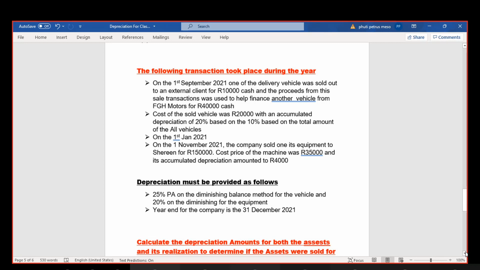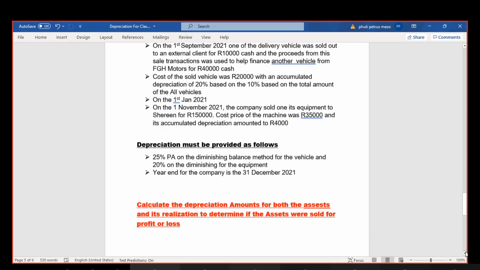On the 1st of November 2021, the company sold one of its equipment to Shireen for 150,000 rand. The cost price of the machine was 35,000 rand and its accumulated depreciation amounted to 4,000 rand. Depreciation is provided at 25% per annum on the diminishing balance method for the vehicles and 20% on the diminishing balance for the equipment. As I mentioned, the above was on the 31st of December 2021.